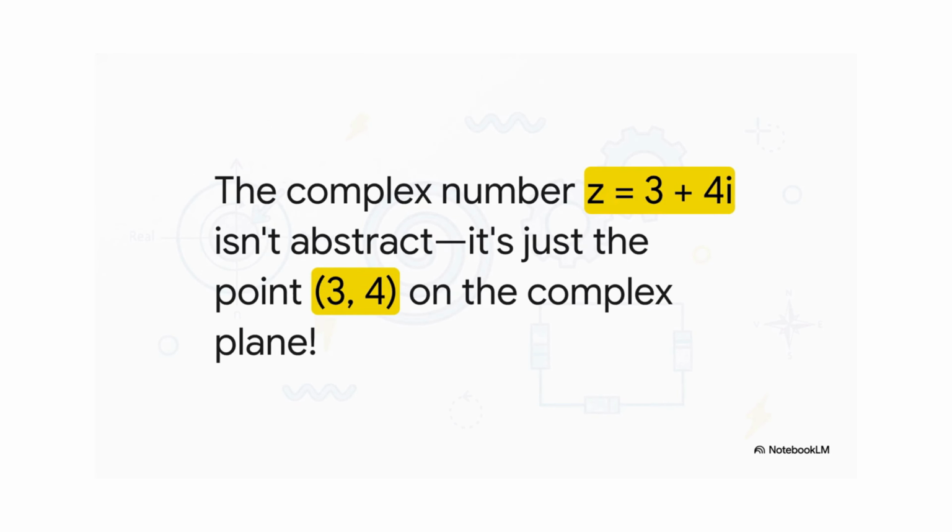That number, 3 plus 4i, it's not just some abstract thing anymore. It's a place. It's a point on a map. You just go 3 units over on the real axis and 4 units up on the imaginary axis. Boom! That's it. It's just the point (3, 4).